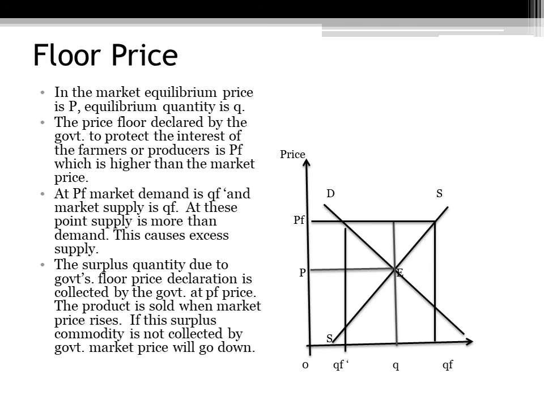And then what does the government do after that? The product is sold when the market price increases. When the market price increases, that same surplus quantity will be sold in the market. If this surplus commodity is not collected by the government, the market price will go down. If it is collected, the government will sell it when the market price increases.